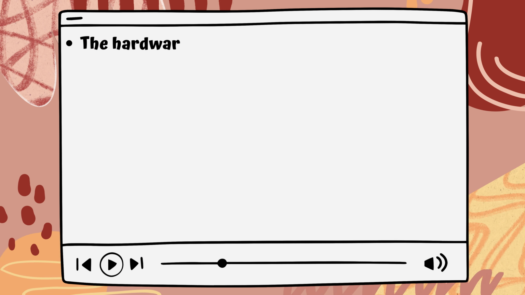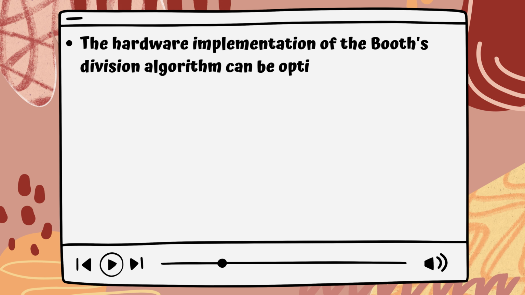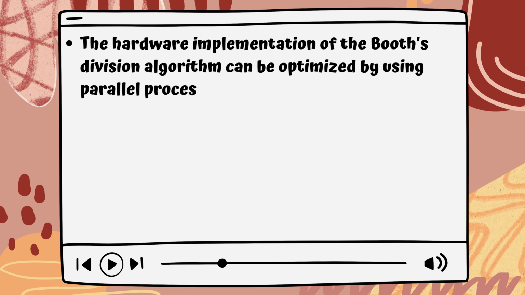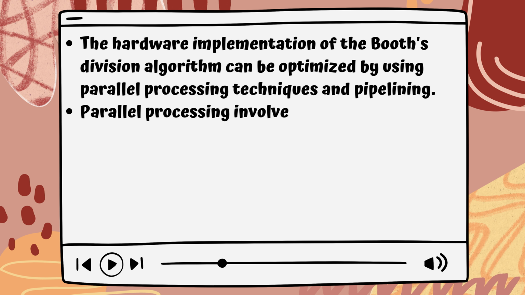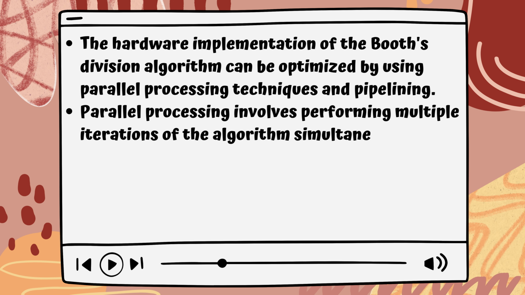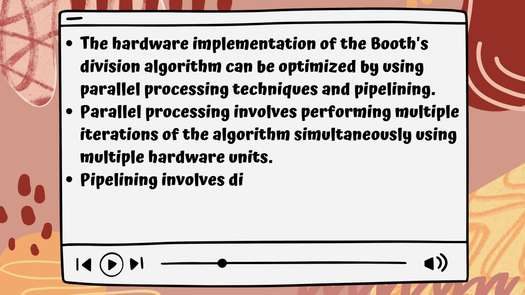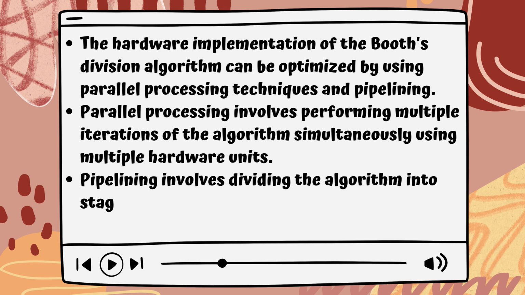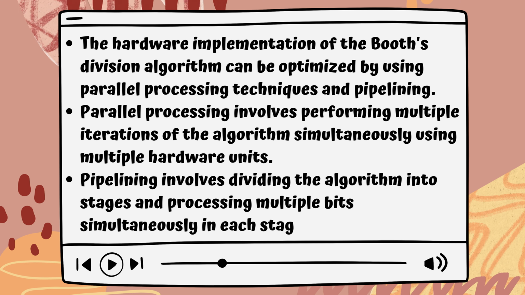The hardware implementation of the Booth's division algorithm can be optimized by using parallel processing techniques and pipelining. Parallel processing involves performing multiple iterations of the algorithm simultaneously using multiple hardware units. Pipelining involves dividing the algorithm into stages and performing multiple bits simultaneously in each stage.